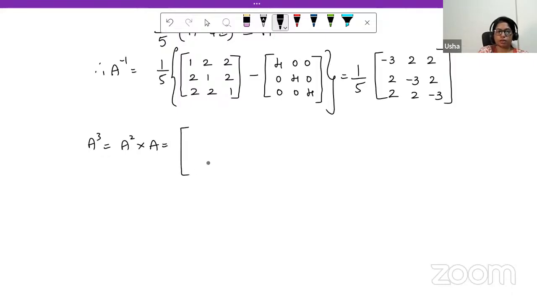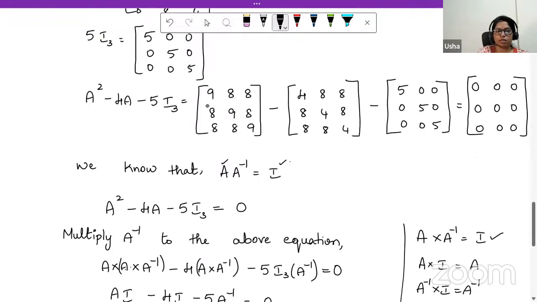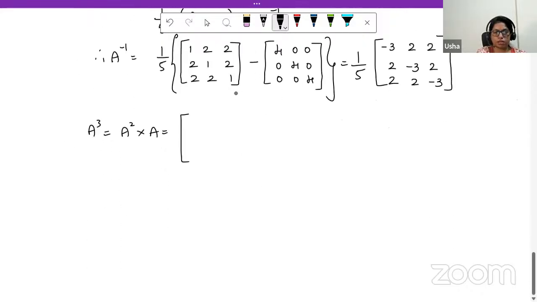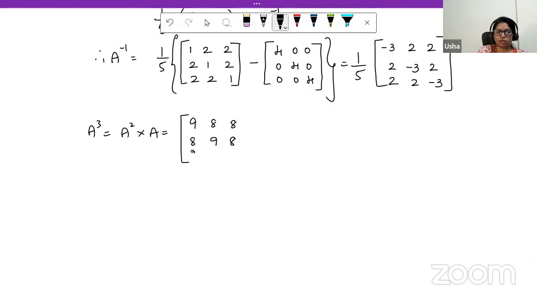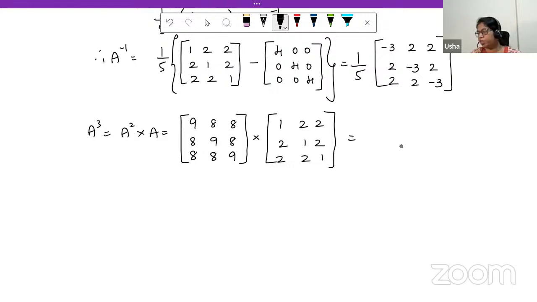A square is this one, 9 8 8, 8 9 8, 8 8 9. This is A square, and then into A is 1, 2, 2, 2, 1, 2, 2, 2, 1. Multiply these two and write. I think you can do it yourself. So multiply this and write. That is going to be A cube.